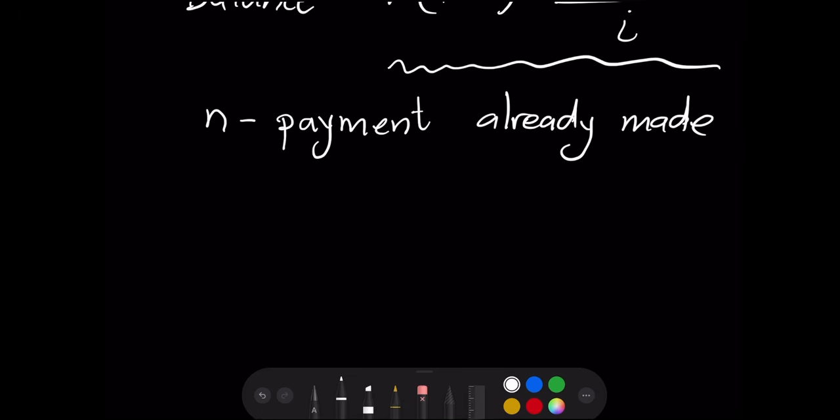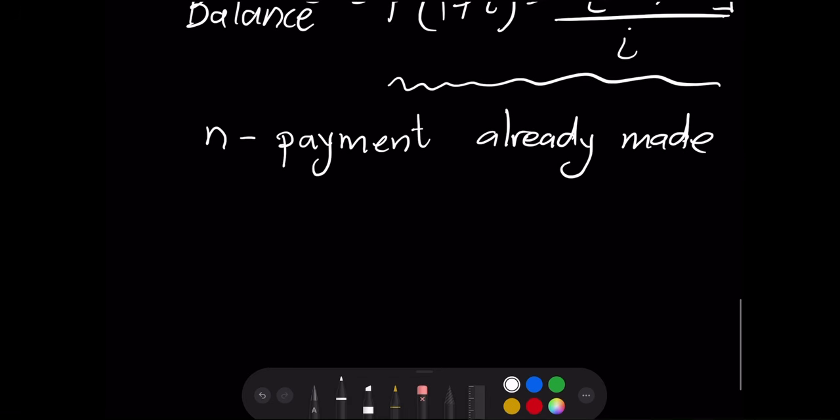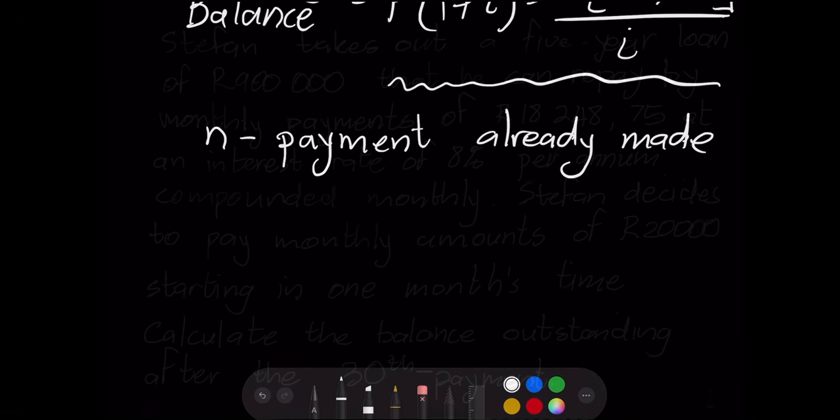Or if they pay less, they might pay the loan off over a longer time than the bank had actually stipulated. Okay, right. So what I want us to do now, I hope that has been helpful, is to take an example and see how to apply this.